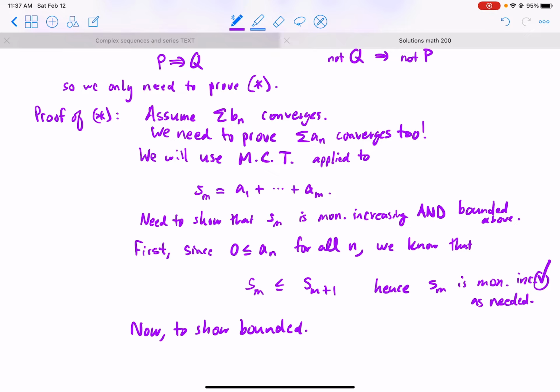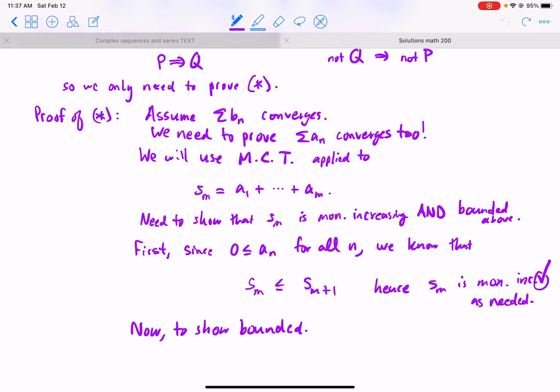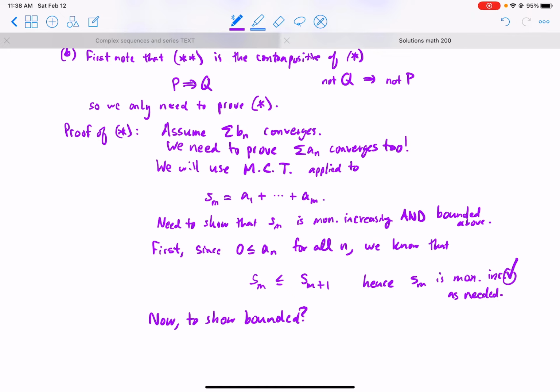So this kind of thing, like this sentence, is super important because it's going to help your reader understand what you are doing. Okay? So I'm just telling the reader, hey, now I'm going to show that it's bounded so that the monotone convergence theorem applies. Now let's show bounded. Okay, so how do we show that it's bounded? Well, the sequence of partial sums is bounded.